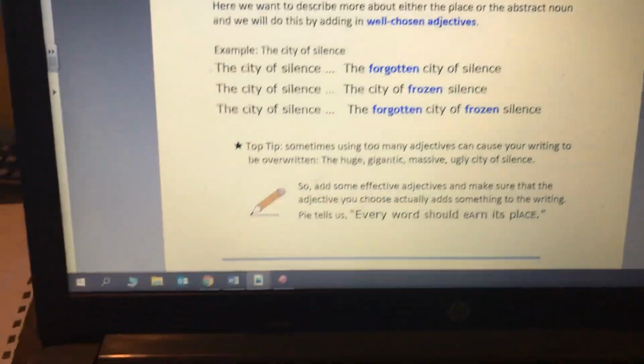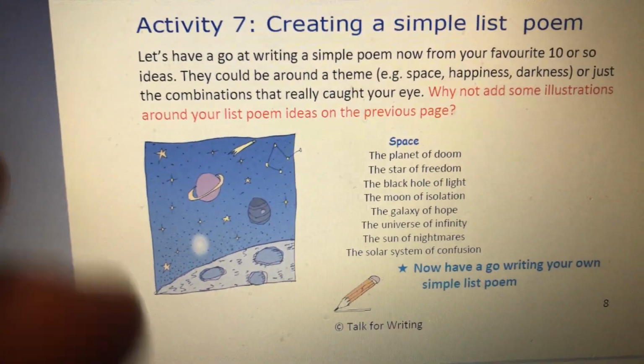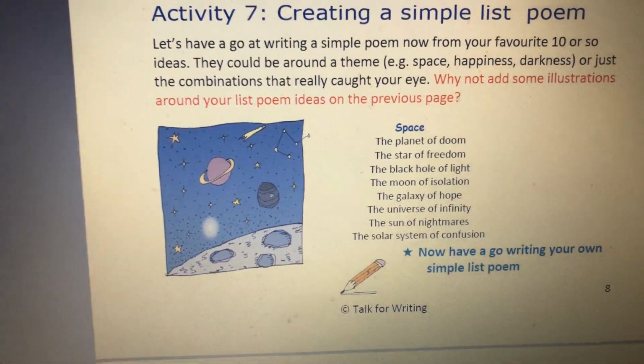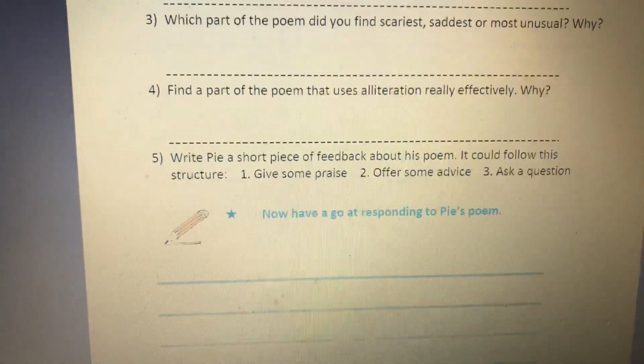So you guys, for each one that you chose from Tuesday, you're going to add here. Yeah? The something planet of doom. The star of something freedom. Does that make sense? You're going to look to add those adjectives in there. That's one part of it.